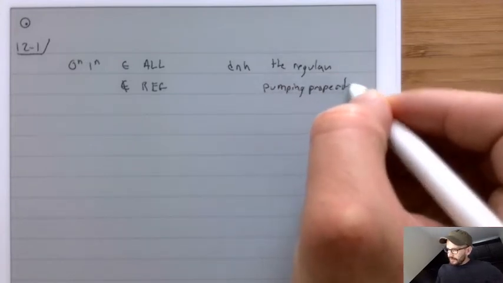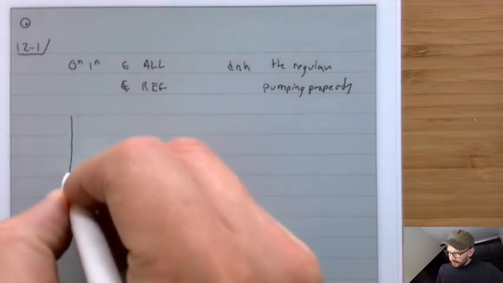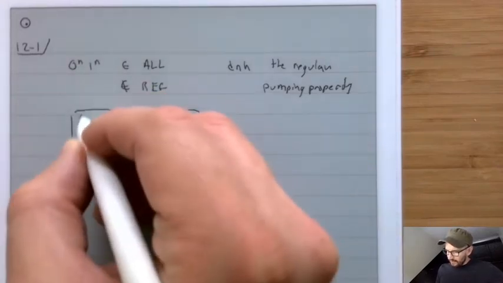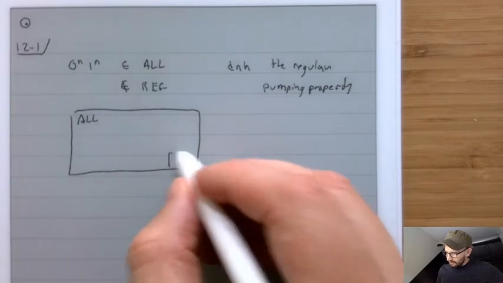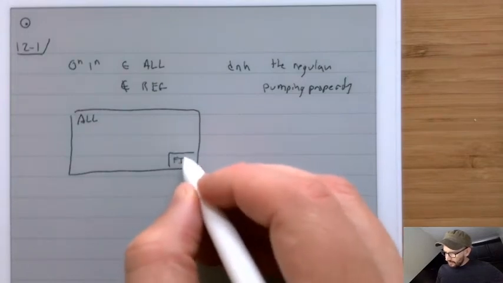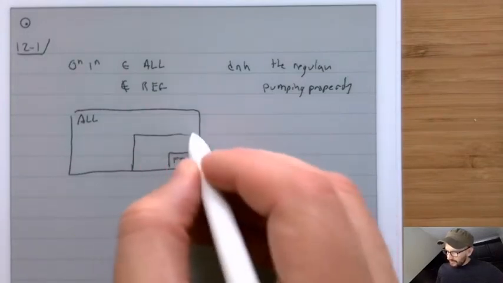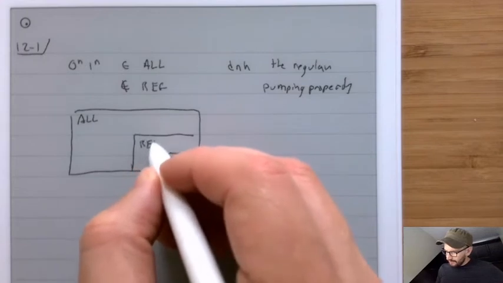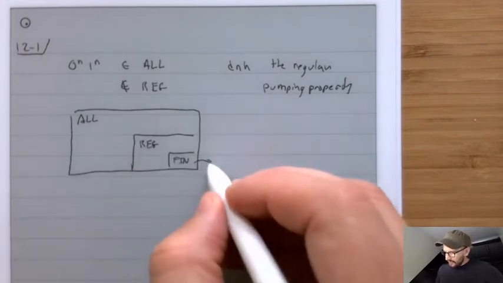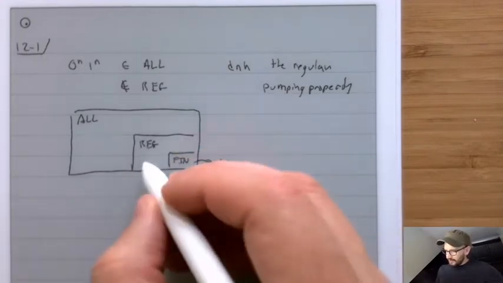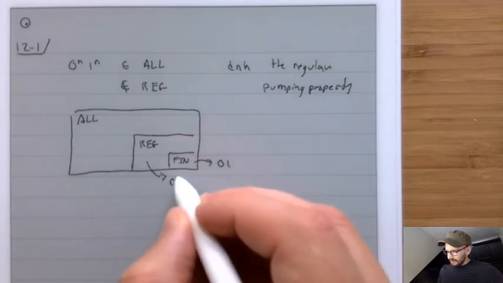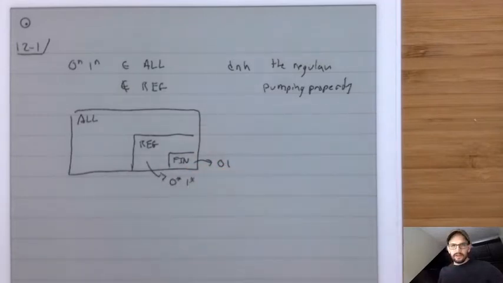So that means that in our picture, where we have ALL, and down at the bottom we have FIN, we know that there's this new category called REG. Inside of FIN are things like 0, 1. Inside of REG are things like 0*, 1*. And then outside of here are things like 0^n 1^n.